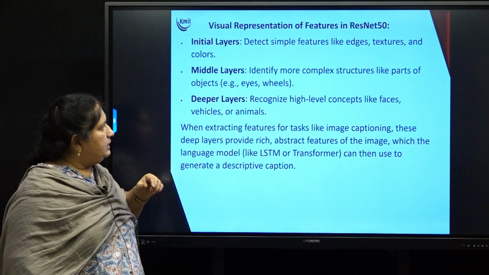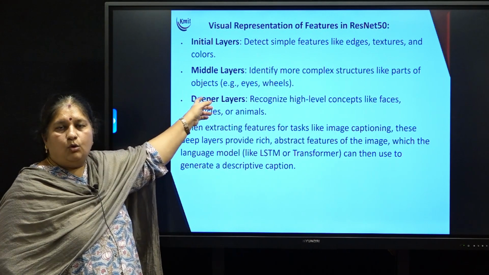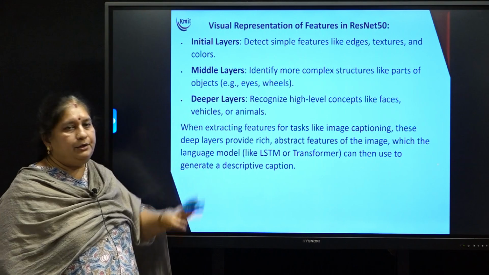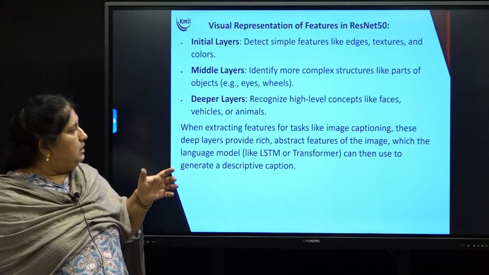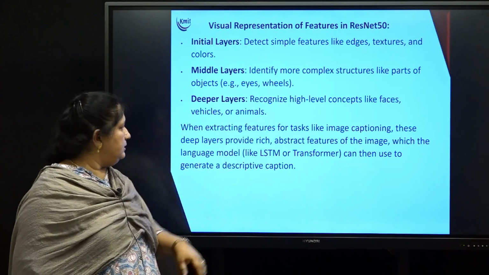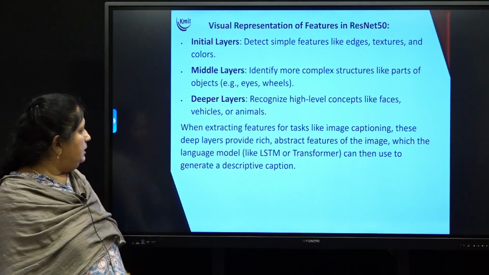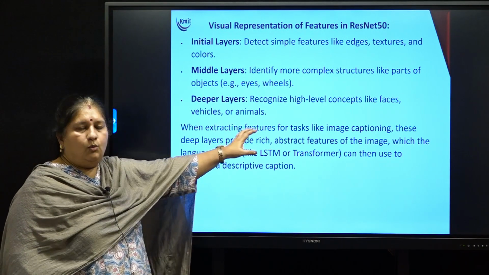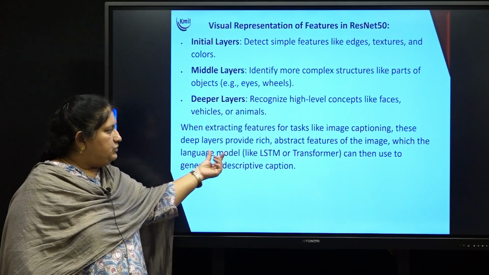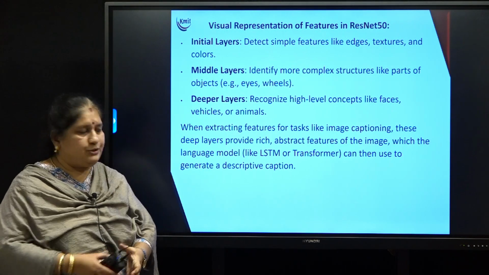Middle layers, what do they try to do? They identify more complex structures, like the parts of the objects. Deeper layers try to take out the high-level concepts like faces, vehicles, animals, etc. When extracting features for tasks like image captioning, the deep layers provide all the abstract features that exist in the image, which a language model can use in order to give an appropriate and relevant caption for the image.